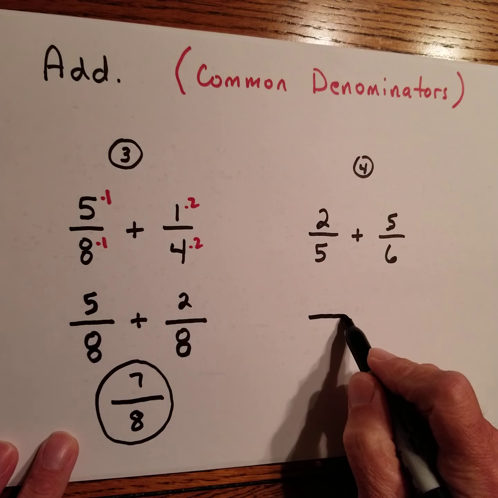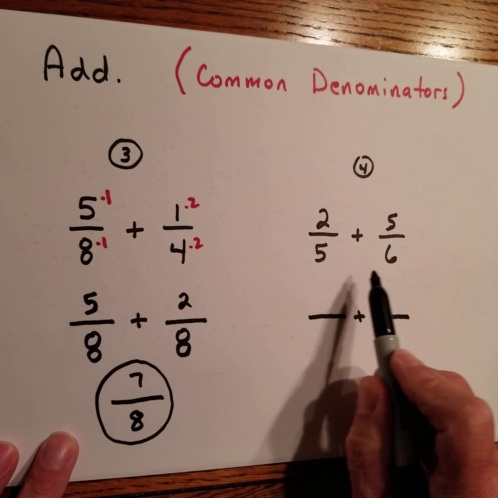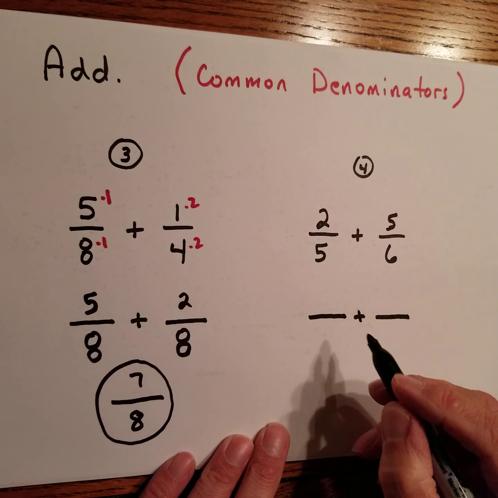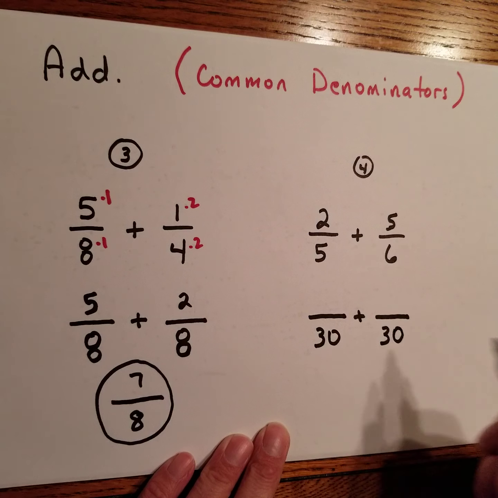For number 4, for my common denominator, I noticed that 5 and 6 are consecutive numbers. When your denominators are consecutive numbers, you multiply them together to get the common denominator.